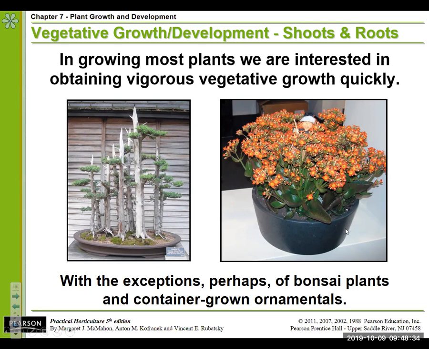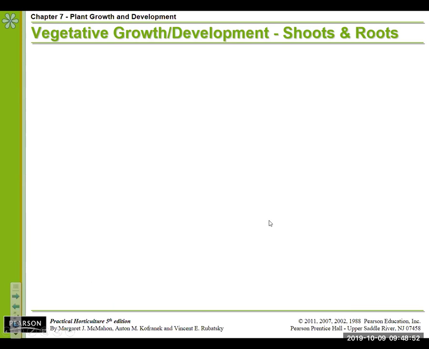And then on the right, we're growing a succulent where we're withholding water to keep it nice and bushy, and also growing it in a container so it fills out that container nicely without stressing the plant and is aesthetically pleasing.